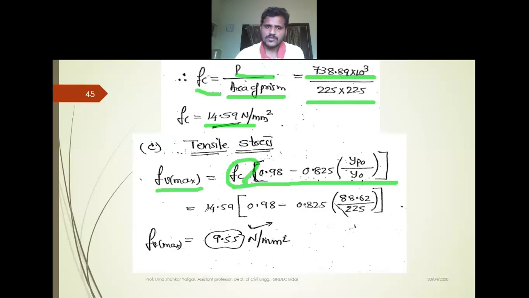Then substitute that value 14.59 here, with 0.98 minus 0.825 Yp naught, where Yp naught is the depth of the plate. We have calculated it in terms of the square plate, that is 88.62. Y naught we have already calculated as 225. Substitute all these values, and you will get the tensile stress as 9.55 Newton per mm square.